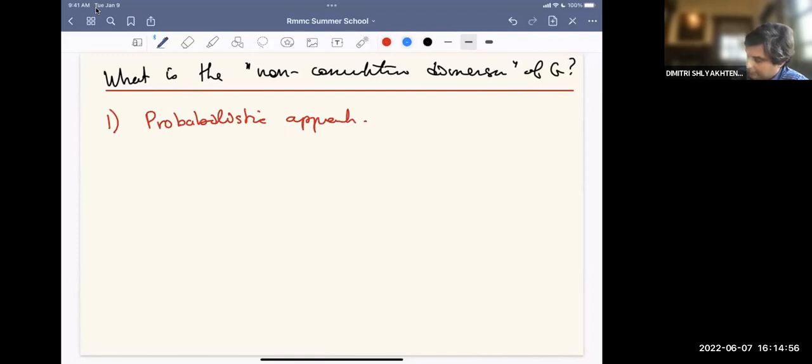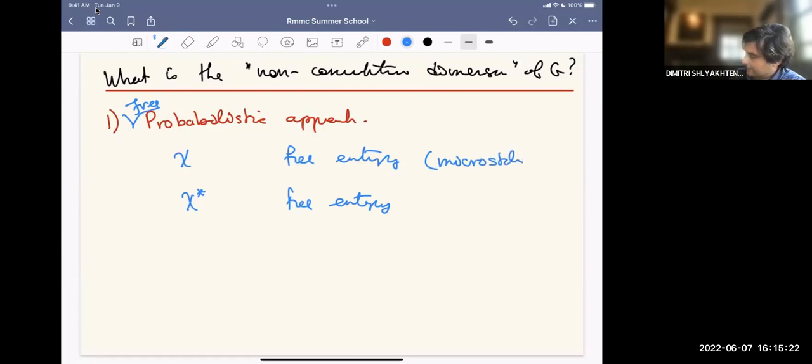And of course, since this is a free probability school, it would be a free probabilistic approach. So Voiculescu introduced these quantities called chi and chi star. This is something called free entropy. And this is also something called free entropy. Only this is something called the microstates definition, and this is the non-microstates definition. So I assume you're not familiar with either of them, right?